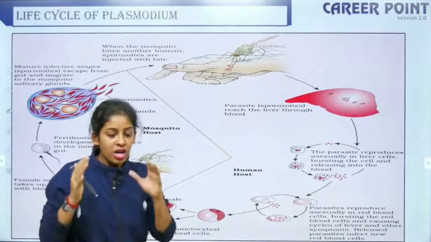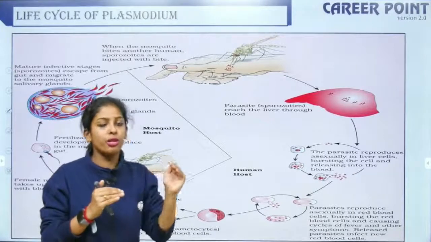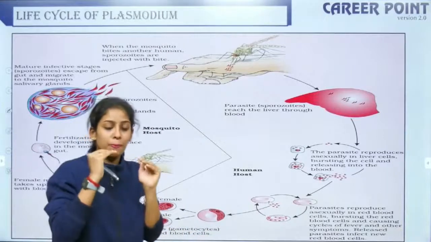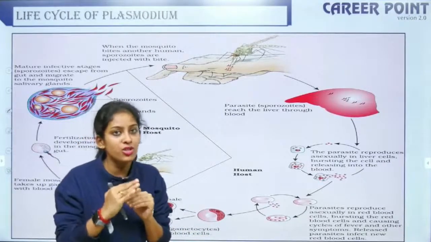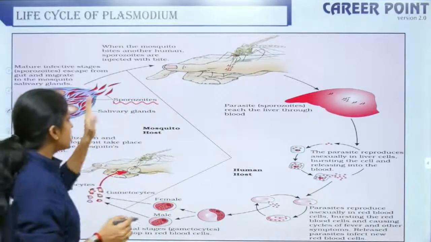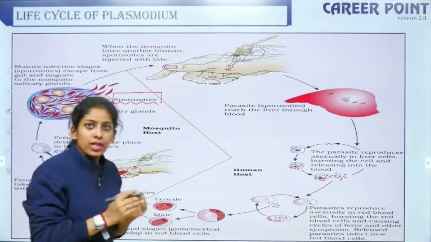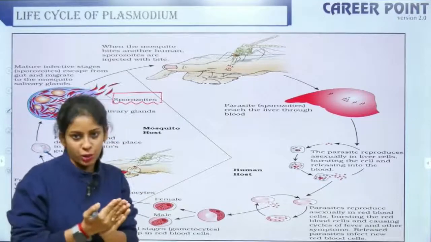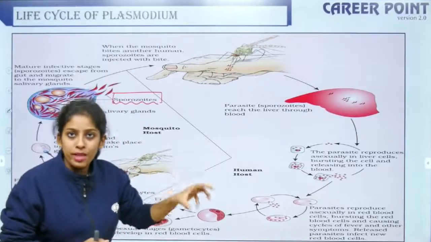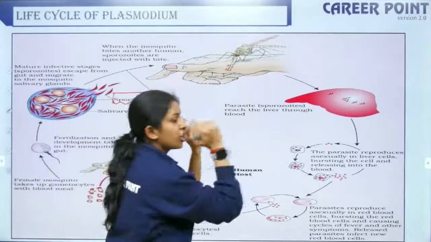So this parasite, this Plasmodium falciparum, has a particular stage in its life. Just like you and I have a stage called the teenage stage, the adolescent stage, the childhood stage, the Plasmodium also has a particular stage in its life that is called the sporozoite stage. This sporozoite stage is the one that causes infection.